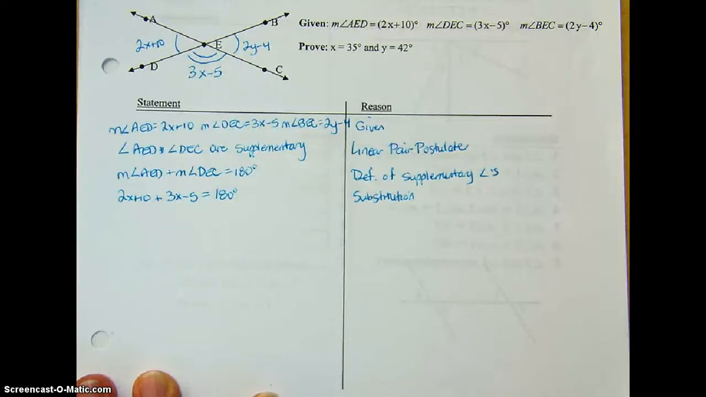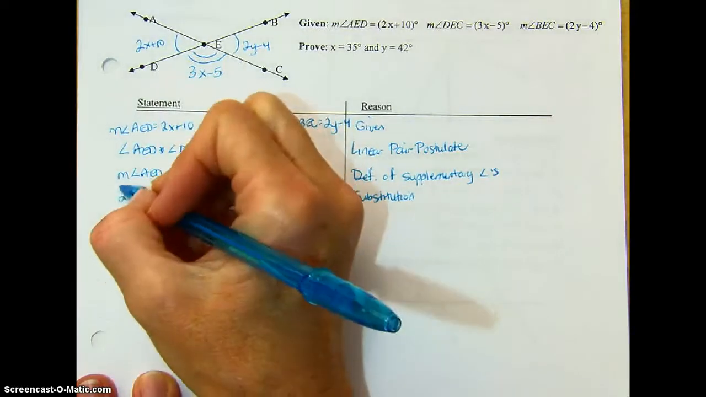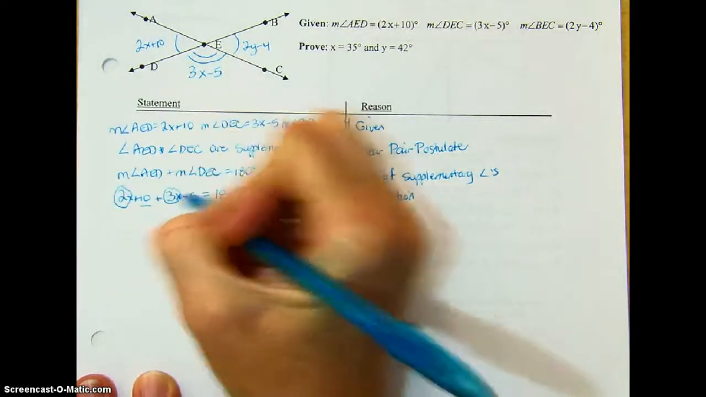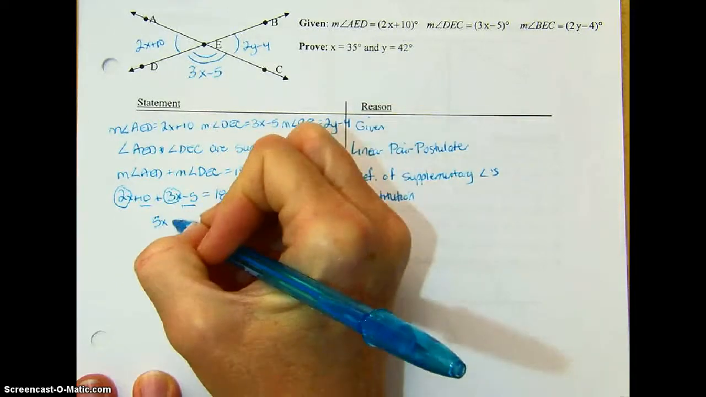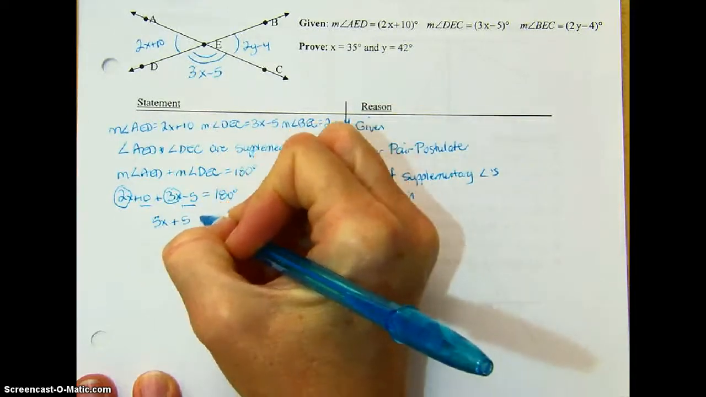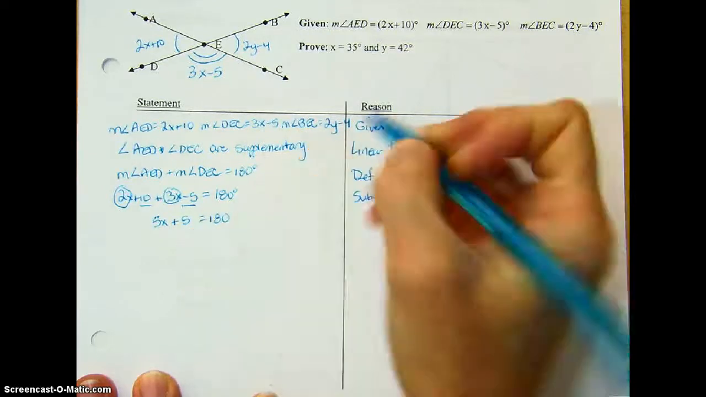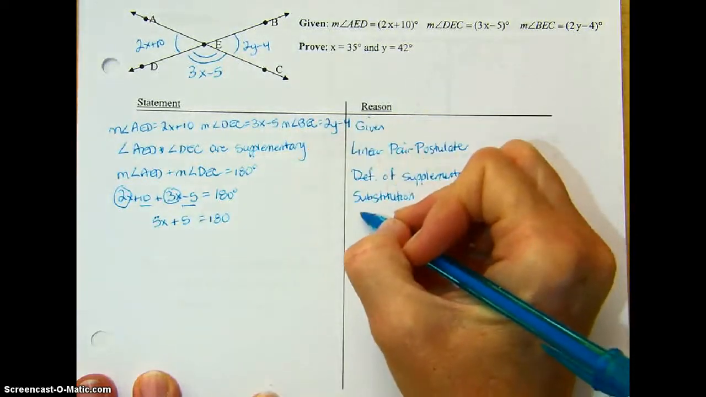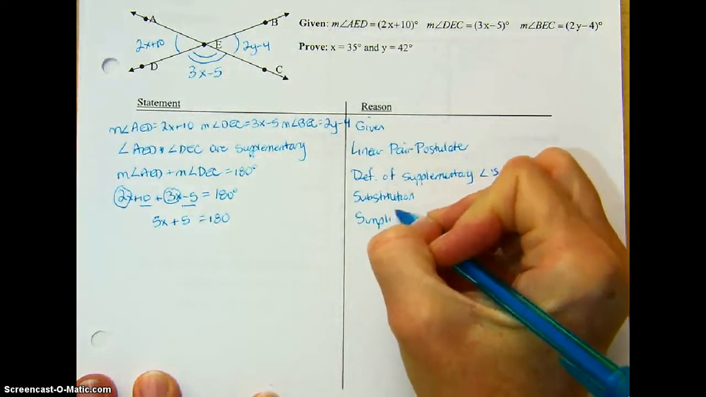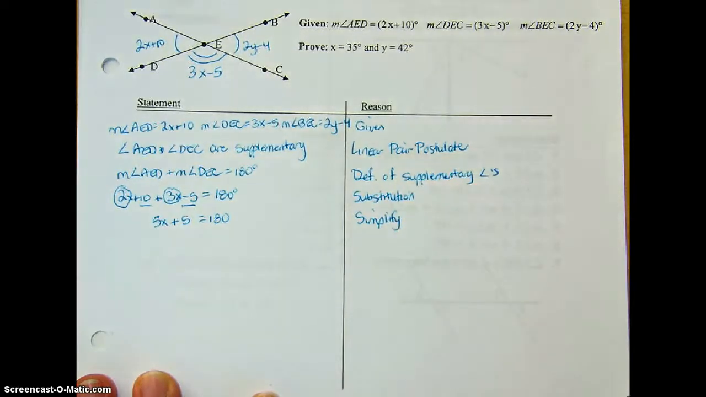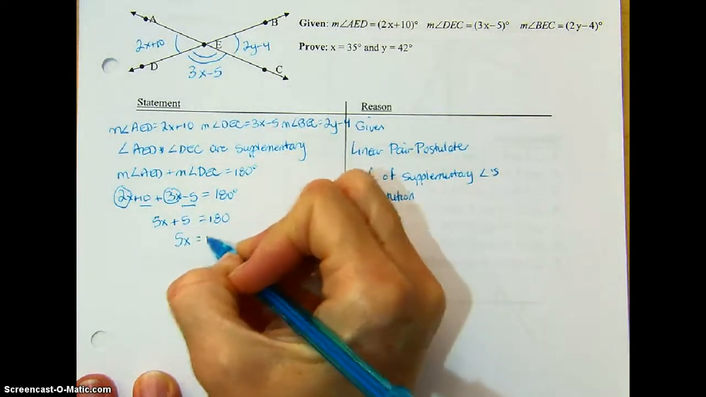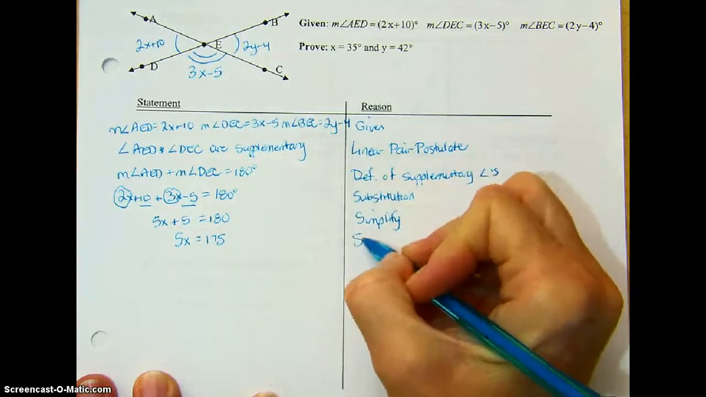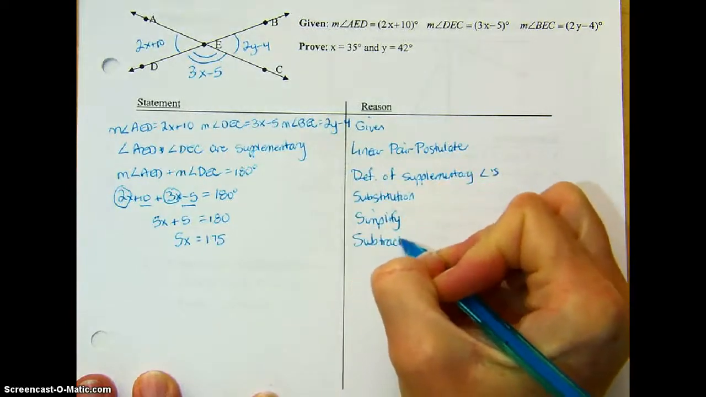All right, now we're going to use our algebra, right? We're going to combine like terms. And since we're doing it for both the x's and the numbers, we can do it on the same line. And we can say simplify, or combine like terms. Either one is fine. Okay, we're going to subtract 5 from both sides to get 175. Subtracting from both sides is the subtraction property of equality.